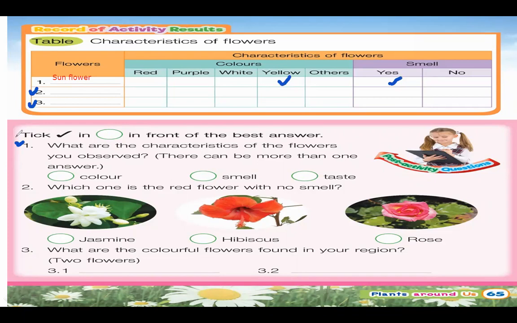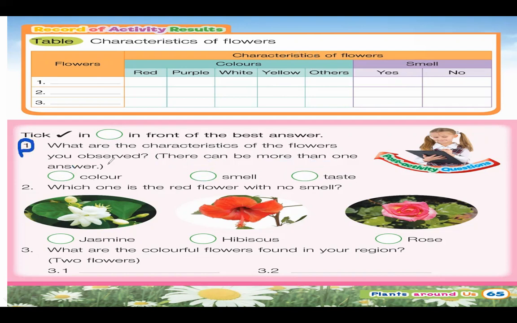Here, number one. Let's read the instruction. Check the circle in front of the best answer. I'm sure you know this already, students. Say, for example, number one: what are the characteristics of the flowers you observe? There can be more than one answer. What are the characteristics? Let's say the color. They have a color, yes. Or a smell, yes. Or a taste, no. There can be more than one answer. That means you can answer two.